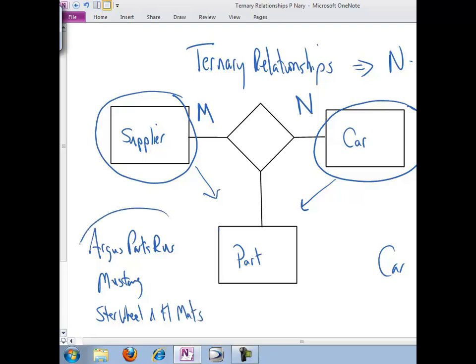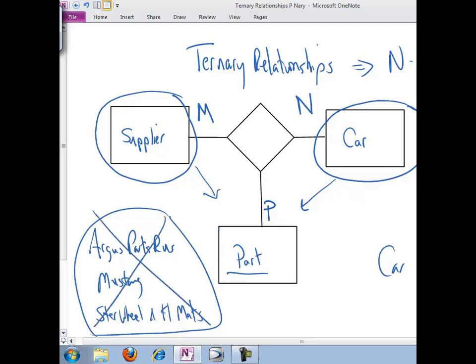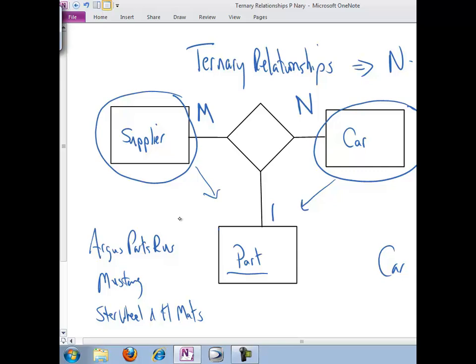Okay. If this were true, if we could point to a specific example like this, then we would say the cardinality for part relative to supplier and car is also many. And if there's no such example, in no case is this true, then this cardinality would be one. But in all likelihood, we're going to say, yes, indeed, that does happen, and so this is also many.